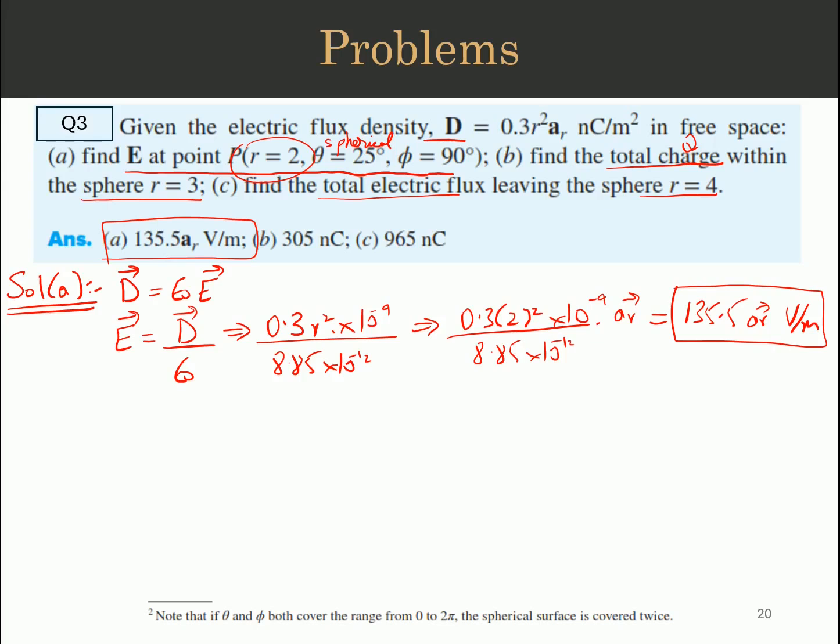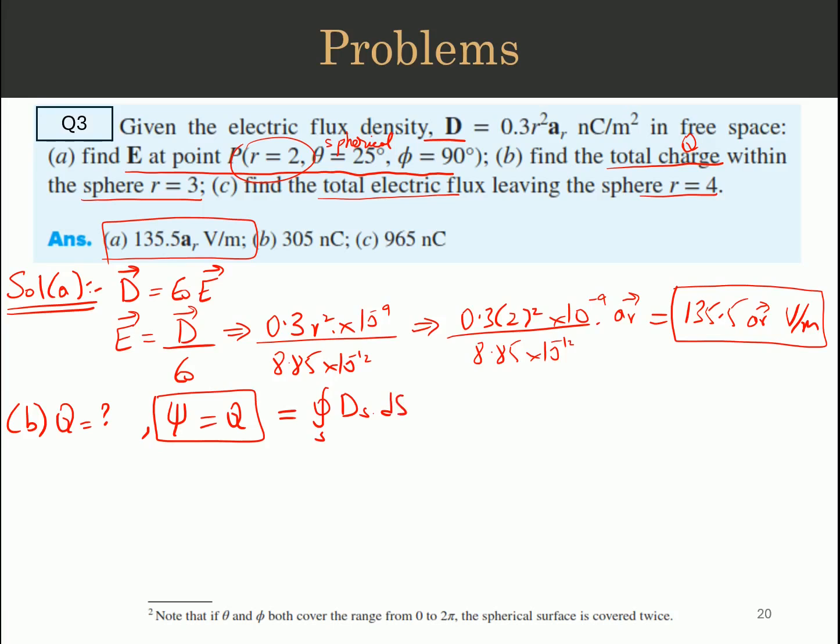Then in part B we have been asked to find the total charge q within the sphere of radius equal to 3. So we need to find total charge q. We know that the electric flux is equal to the total charge. This is the equation that we have. Now in order to find q, we also know that electric flux can be represented as the closed surface integral of D dot dS, right?